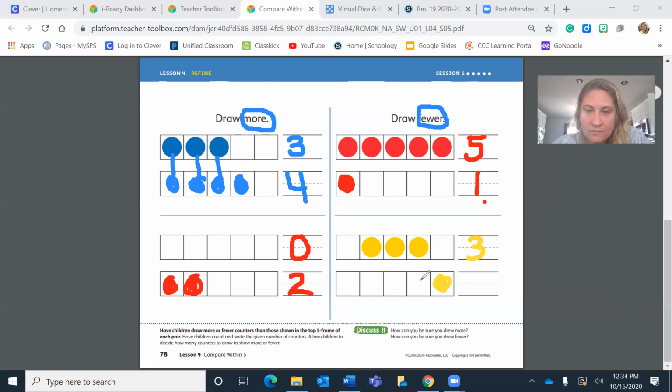1, 2. So it doesn't matter if I put my counters here or over here. They're still less. So that's why it's very important that you do count. 1, 2, 3, 1, 2. And I'm going to write my number 2. There. All right, guys. That was a lot of fun.